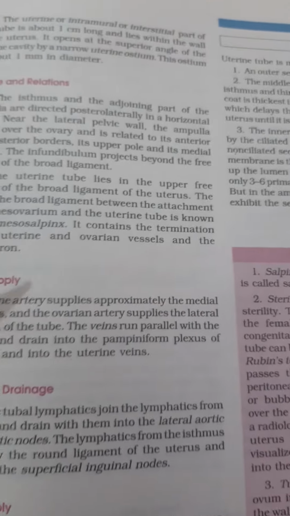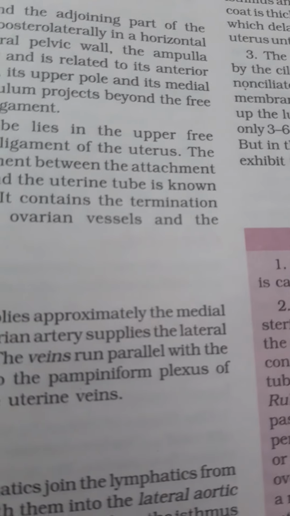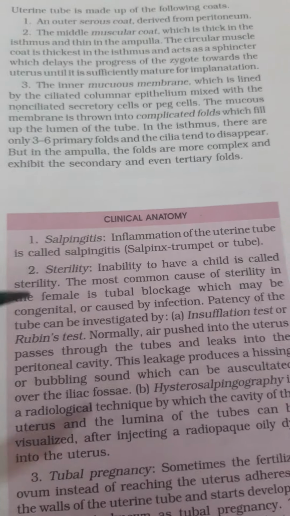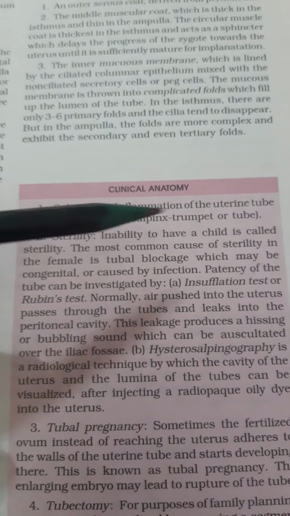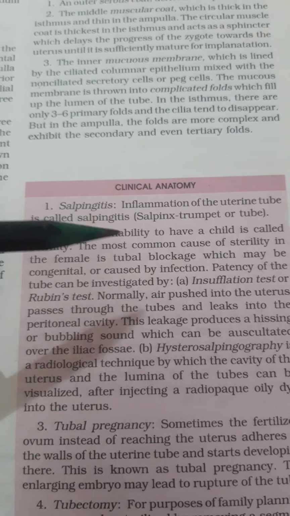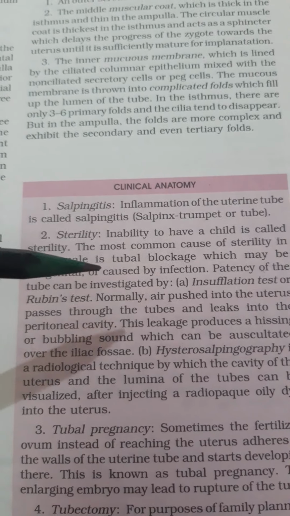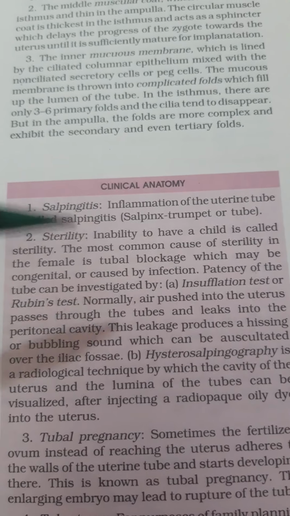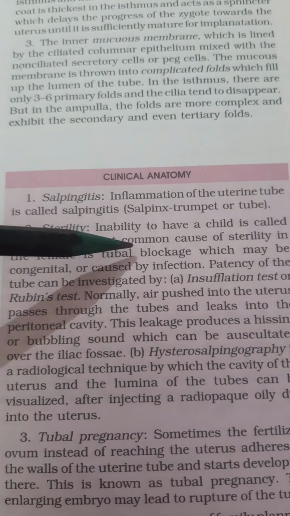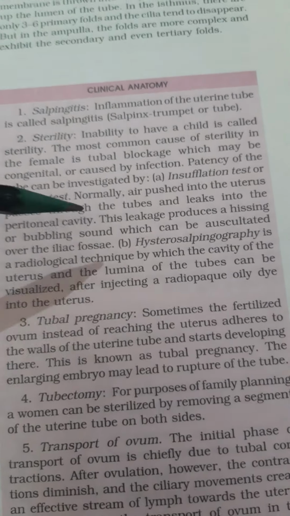Now comes the uterine tubes. I hope you have understood what the uterine tubes are. It is a very short topic, so study it as a 5 marks question only. As far as clinical anatomy is concerned, what is salpingitis? Inflammation of the uterine tubes is called salpingitis, because uterine tubes are also known as salpinx, fallopian tubes. Sterility etc. can occur because of tubal blockage.